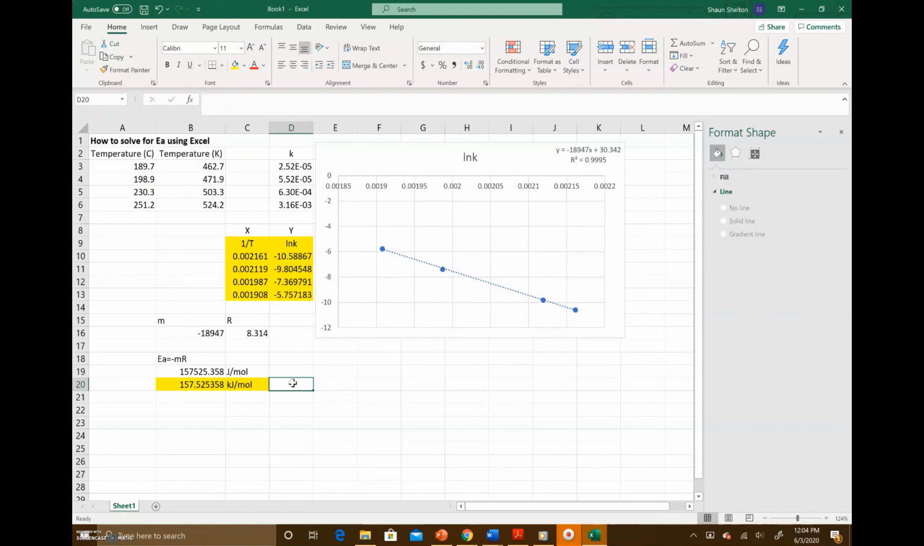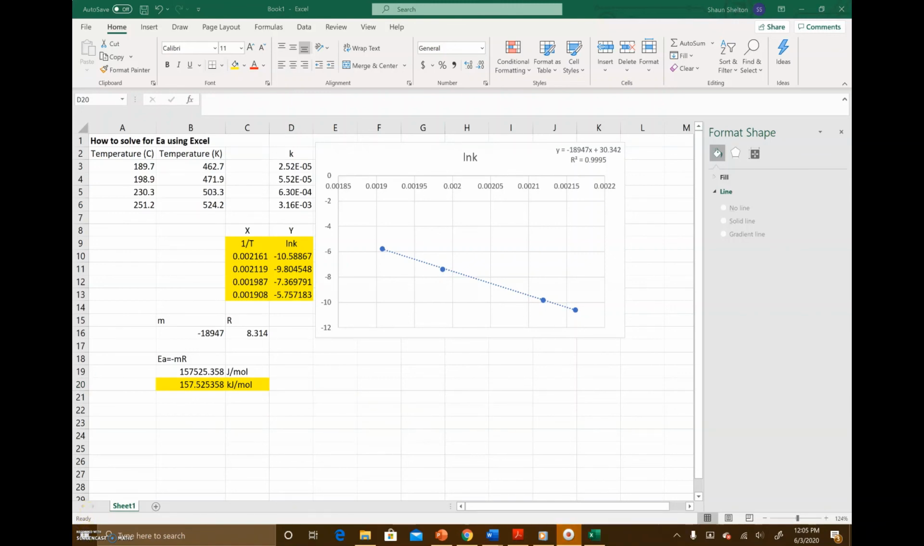And it's not a bad thing, 157 kilojoules per mole. That's just how much energy it takes to get over the curve so that the reaction will form the products. I hope this little demonstration helps you with using Excel. Of course, there are other ways of doing it. You can use your calculators, TI-83, 84, whatever you may have. But Excel itself is a lot easier to use in some ways if you can get comfortable with it. If you have any questions, make sure you ask. Thanks.